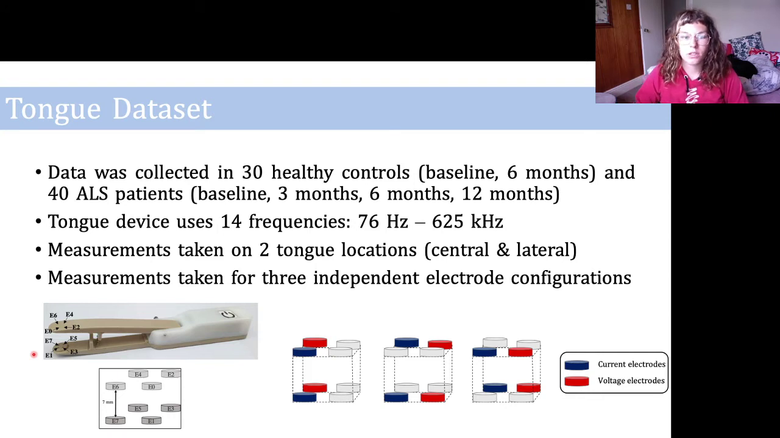and measurements were taken both for a central placement in the midline of the tongue and a lateral placement at the tongue edge, and then also for 3 different electrode configurations, which explore measuring 3 different directions through the muscle, and these are defined by a pair of electrodes that are used for the current injection and a pair used for the voltage readout. So the 3 configurations we used are shown here in this diagram.